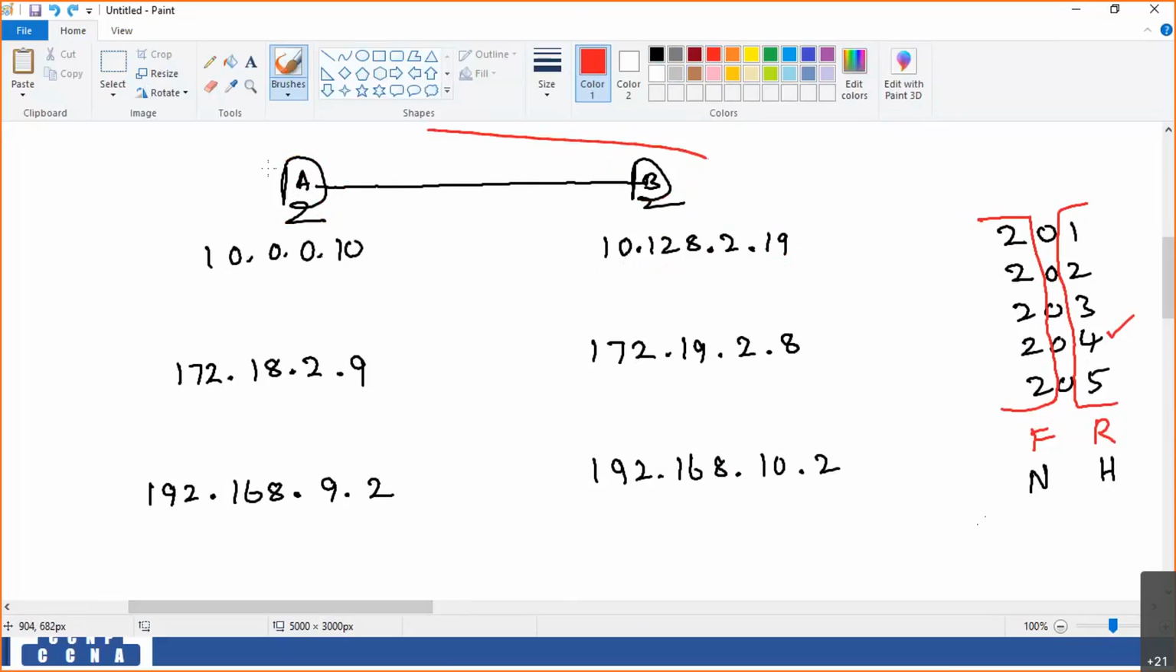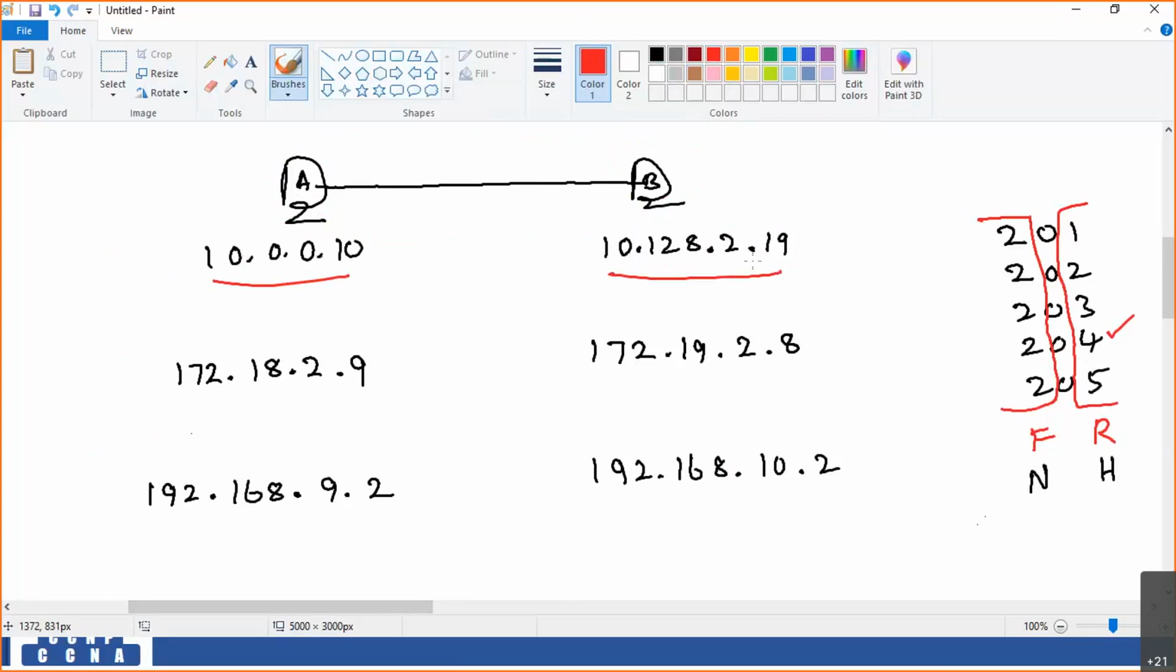10.128.2.19. Both PCs, will they communicate, yes or no? These are the scenarios we are discussing here: first case, second case, third case. How can we understand it? Will they communicate or not? Computer A and computer B, the IP addresses should both be in the same network. Then only they can communicate.